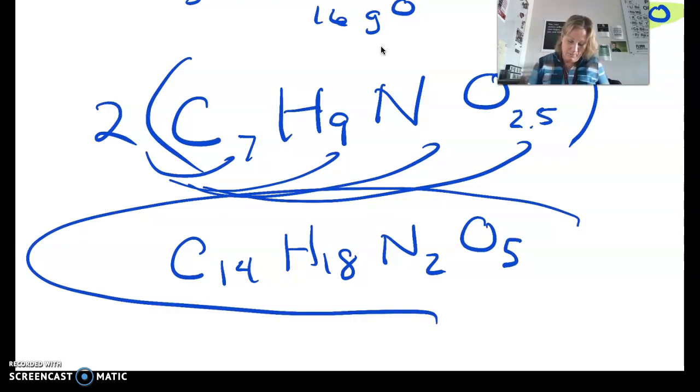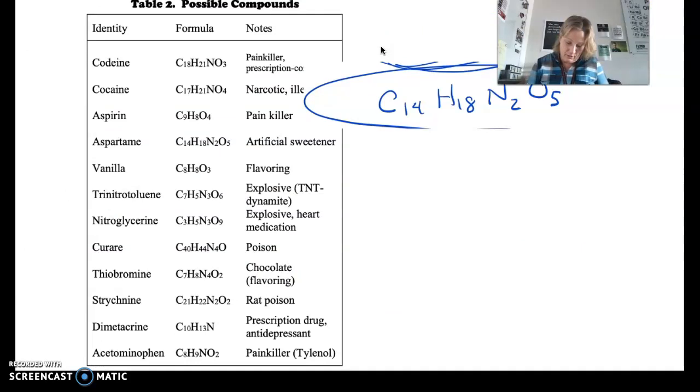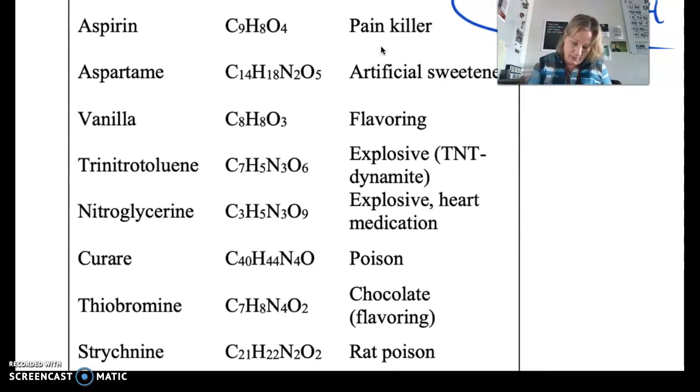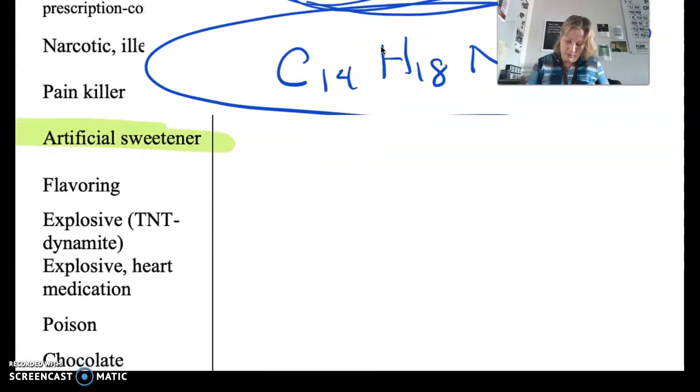So then what I can do is look at a list of possible compounds and hopefully match this up. So I think, which one is it? It ends up being aspartame. Sorry, I always say it weird. Which is the artificial sweetener. I think. Yep, it works out.